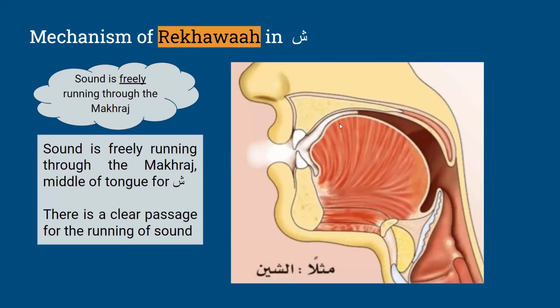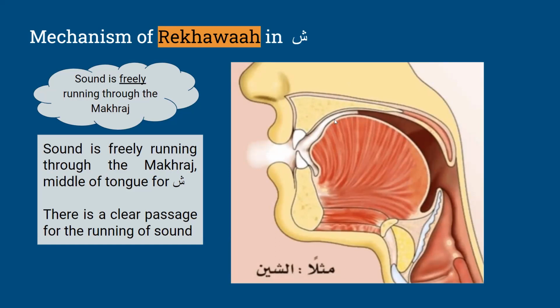Let's see, we need to know the makhraj of the letters first, obviously. So the sheen is again from the middle of the tongue, coming close to the hard palate. When you say the sheen with the sukoon, you'll see the sound is continuing. It's not blocked. It's not stopping. So ash, ash. There's a clear passage for the running of the sound from here. The sound travels up and finds its way out. Ash, ash. Had the middle of the tongue touched the hard palate, sheen couldn't have come through.